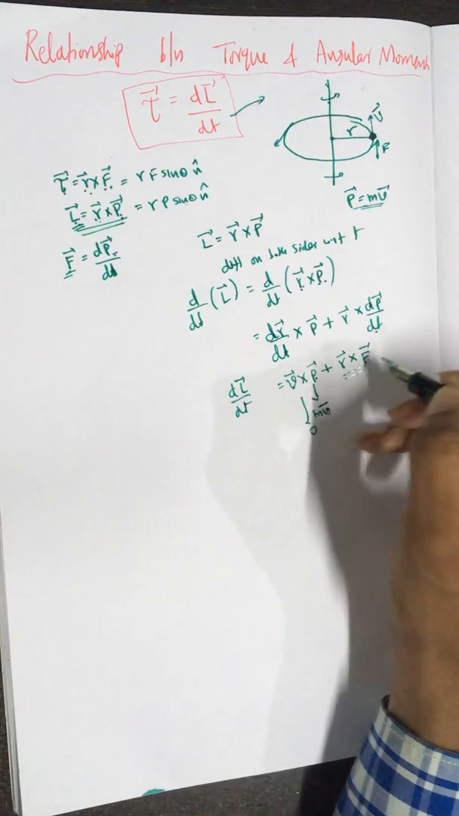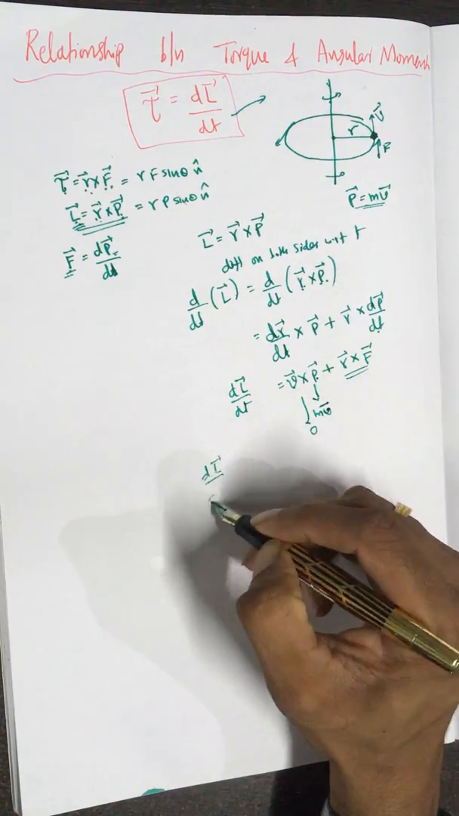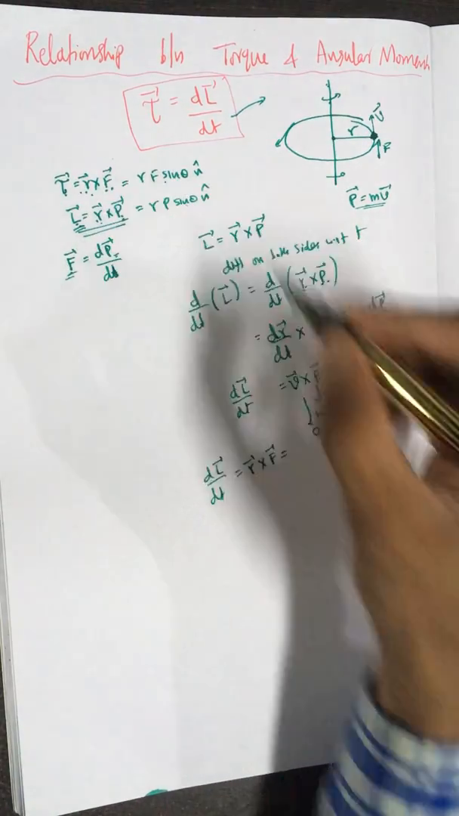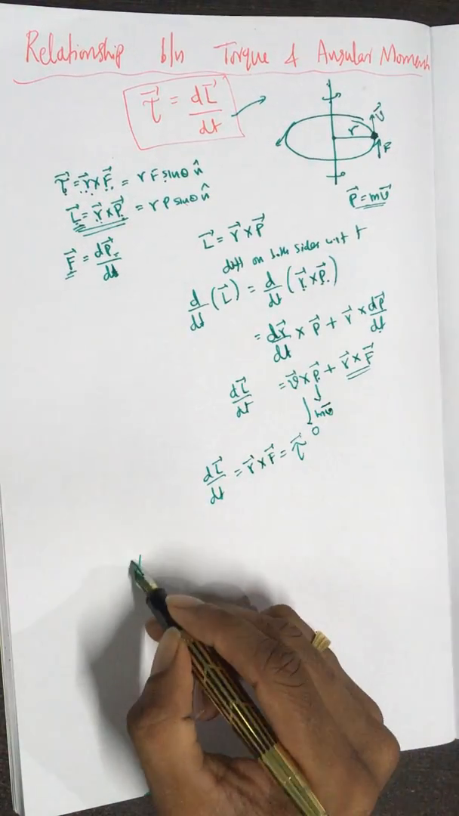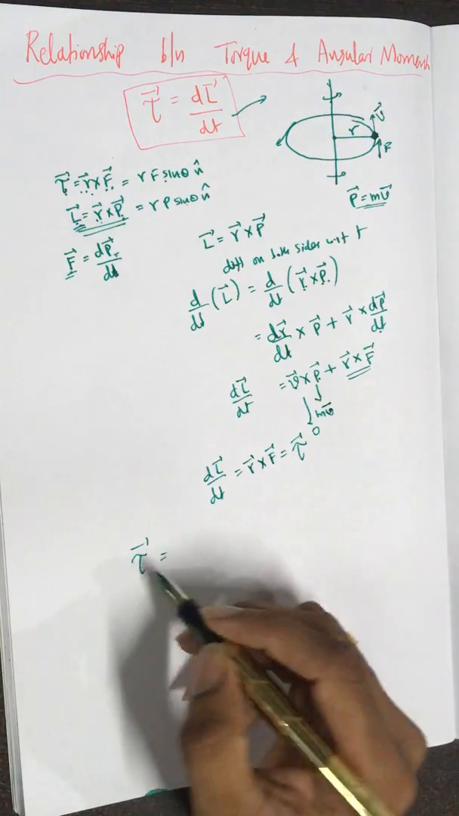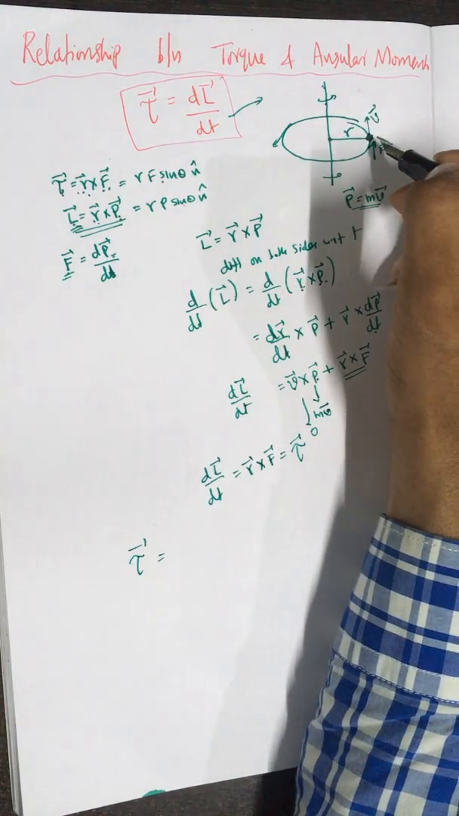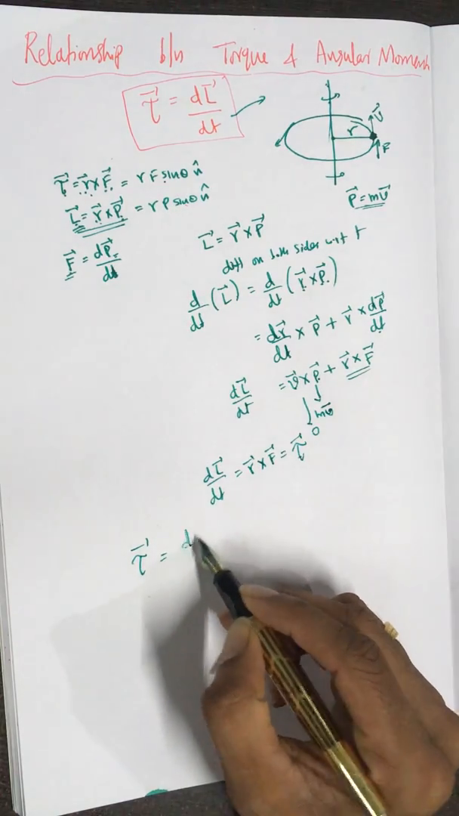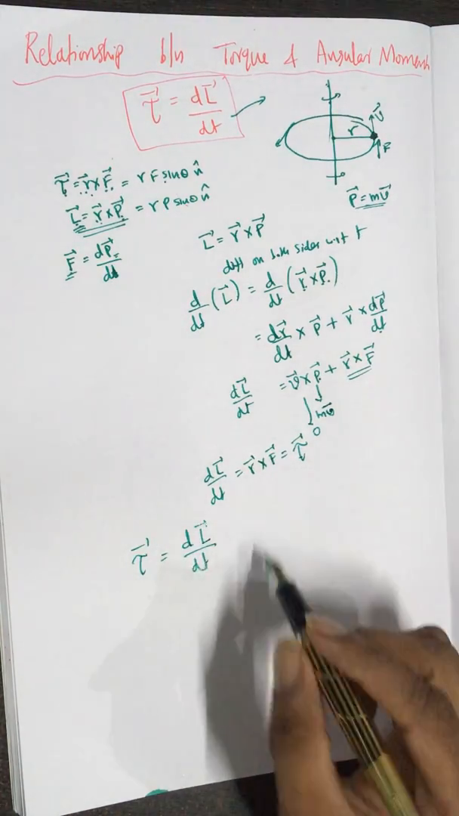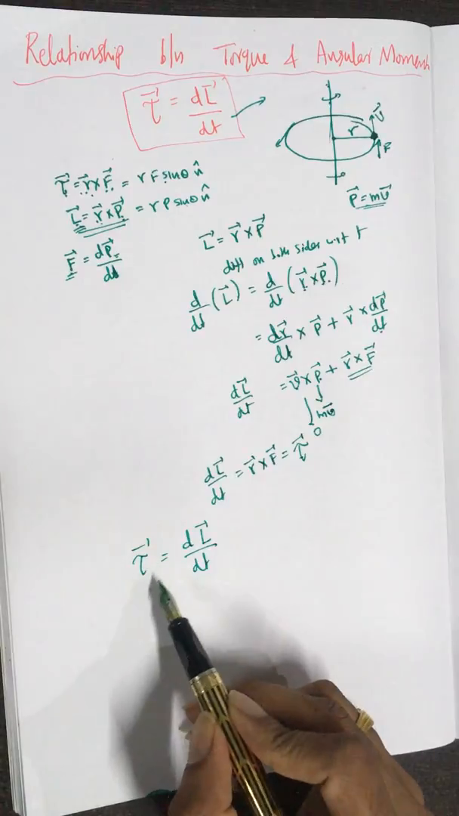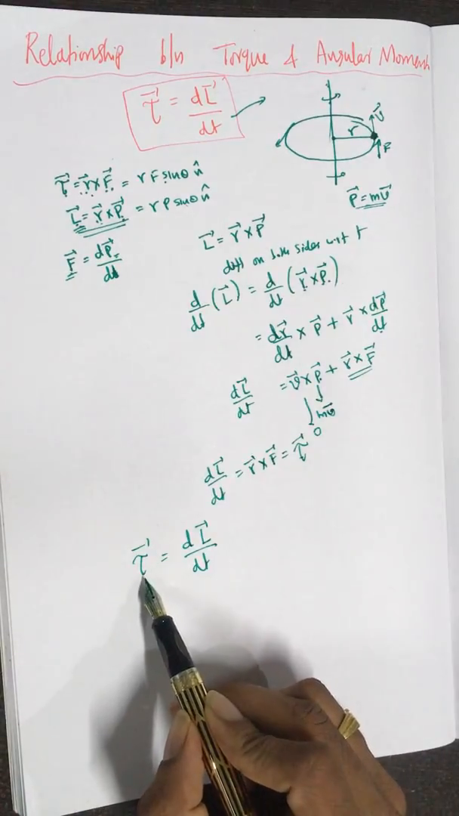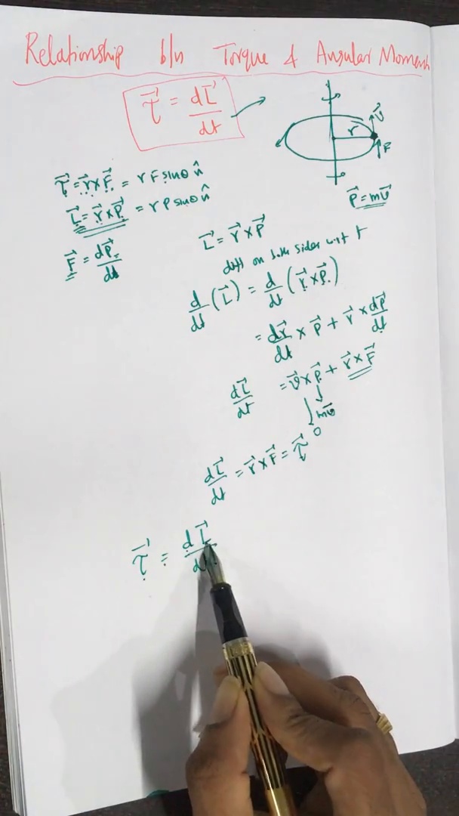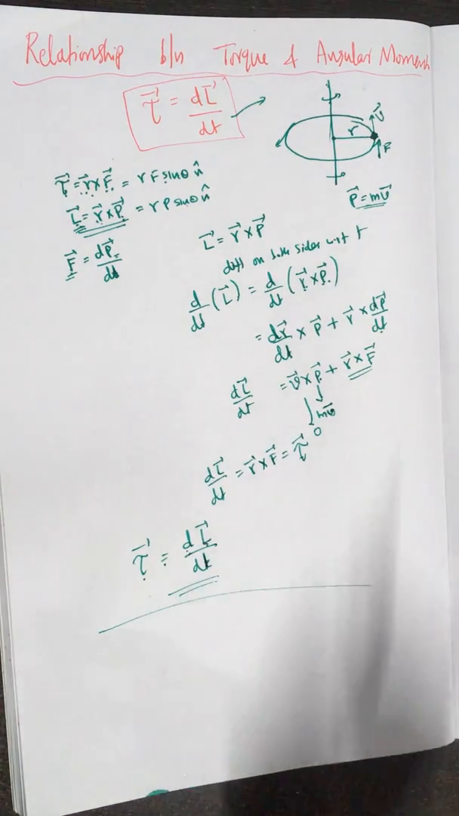So you are left with r cross F, so dL vector by dt is equal to r cross F, which is equal to the torque I have already defined. So I got a relationship between the external torque applied on the body which is in rotation with respect to a certain axis of rotation, and the angular momentum L with respect to time. I just established a relationship here: the external torque acting is equal to the rate of change of the angular momentum. Thank you for watching this.